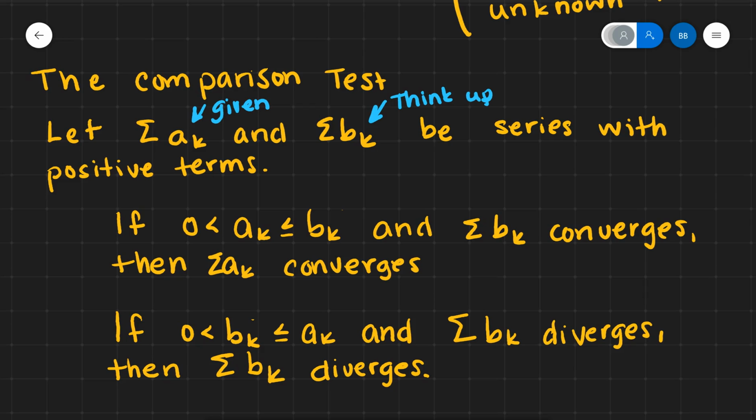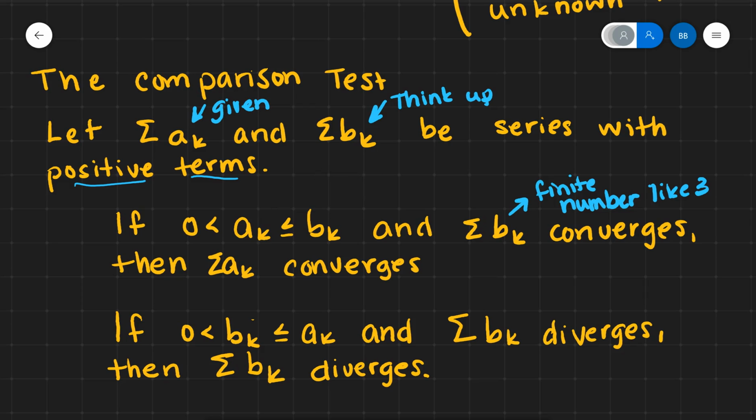So let the summation of a sub k and the summation of b sub k be series with positive terms. If 0 is less than a sub k is less than or equal to b sub k, so this one is small, and b sub k converges, so this goes to some finite number, let's just throw one out, say 3, then a sub k converges, and let's talk about why. If this goes to 3 and it is greater than a sub k, then a sub k can't go past 3. So it's limited. It must stay less than or equal to 3.